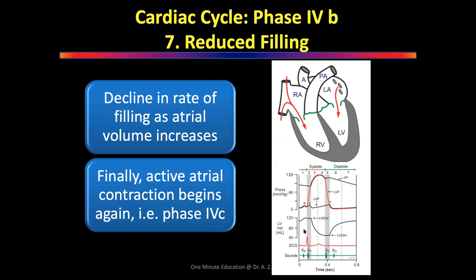Now look at the second graph. This is the volume of the left ventricle. The last 15% filling is because of atrial contraction. Look at the volume. The last 15% filling is because of the atrial contraction. This maximum volume is called the left ventricular end diastolic volume, which means that the ventricle is completely relaxed and the atrium is contracted. So left ventricular end diastolic volume is here at the start of that isovolumetric contraction.